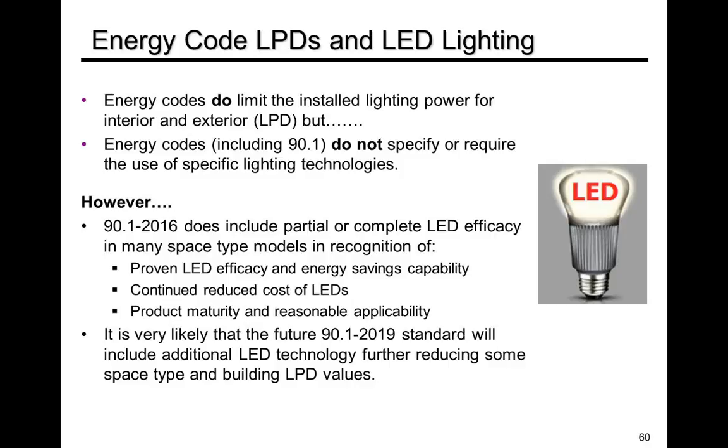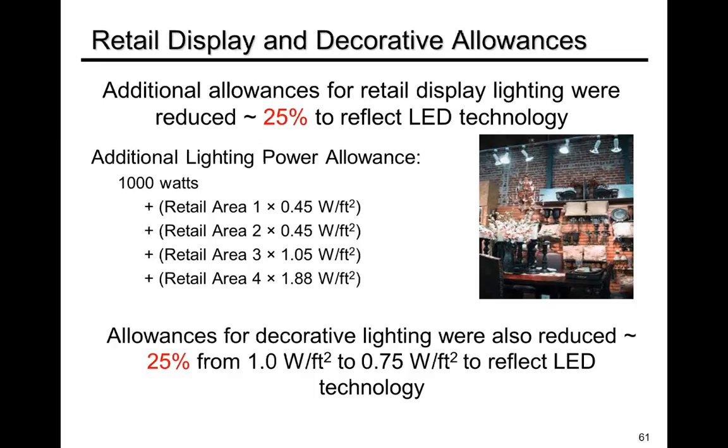The costs have come down, and the product maturity, which is very important, has gotten to the point where there's a lot of product out there so that it's easy to apply it to different applications. And for these reasons, LED were put into the mix for 2016. And just one other further note, there were a few cases where the LED products maybe weren't quite mature enough for all applications in a space type, maybe some but not all. So for the next version of the standard, you will likely see a lot more LED in the mix, and the lighting power densities could reduce further because of that.